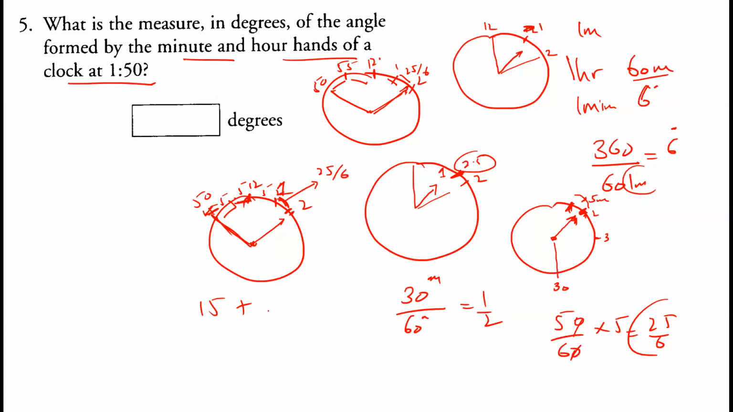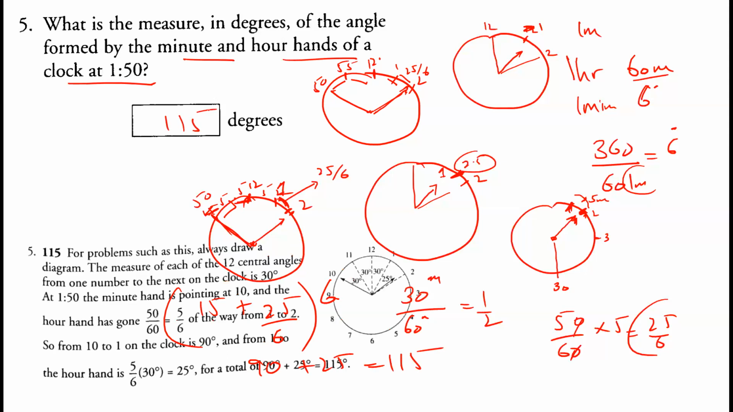So we have 15 plus 25 over 6. Now each minute is 6 degrees, so we multiply this by 6. So 6 into 15 is 90, plus 25 equals 115. So 115 degrees.